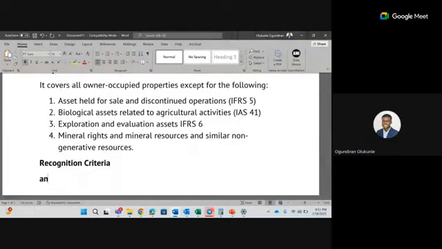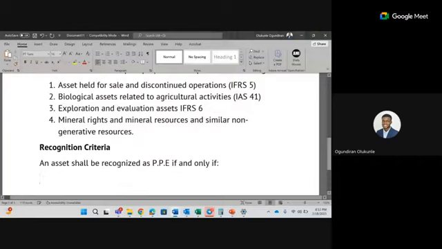An item shall be recognized as PPE, or let me use an asset, sorry. An asset item looks very minute. Shall be recognized as PPE if and only if. We will be hearing a lot of these in the next couple of weeks or months before you start doing your standard and before you start doing your group.